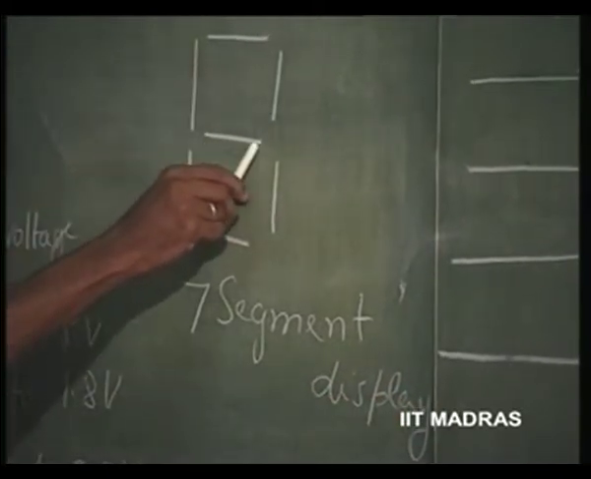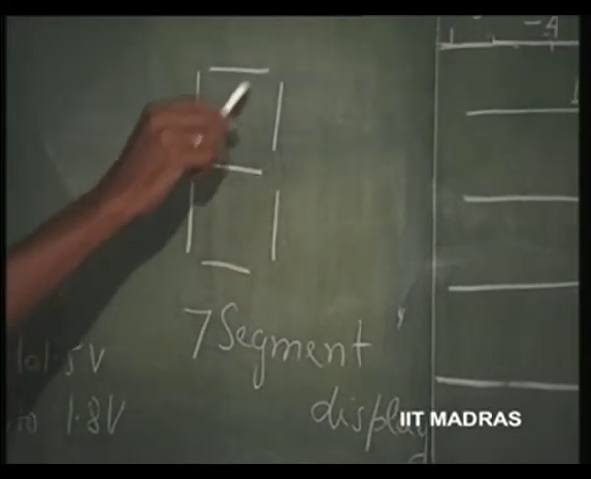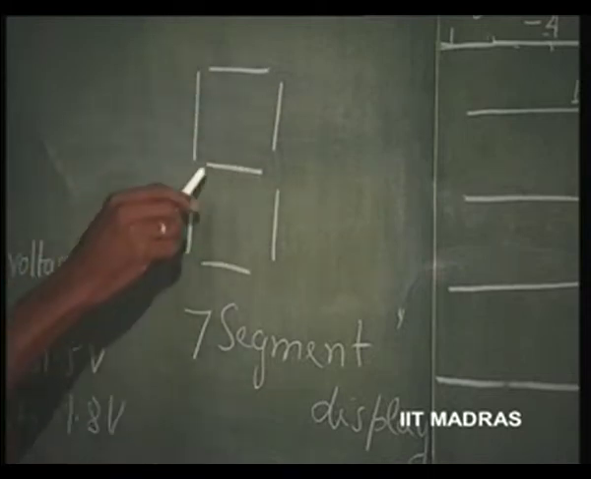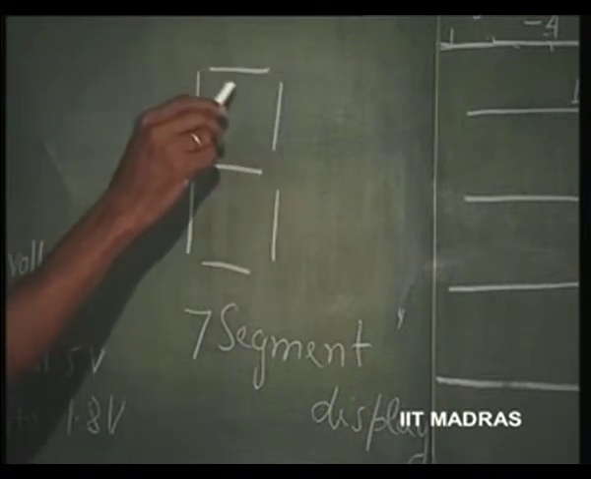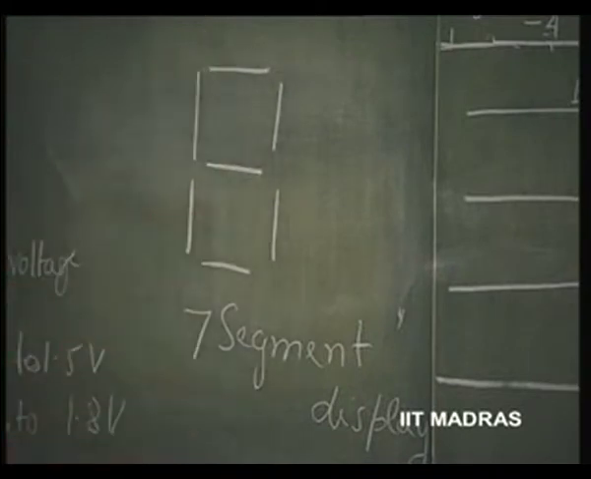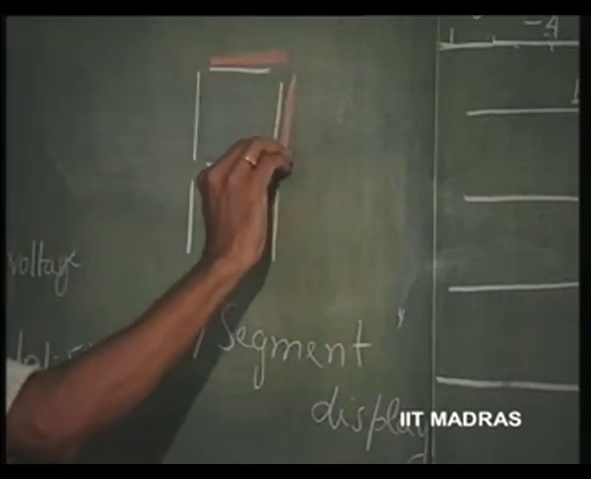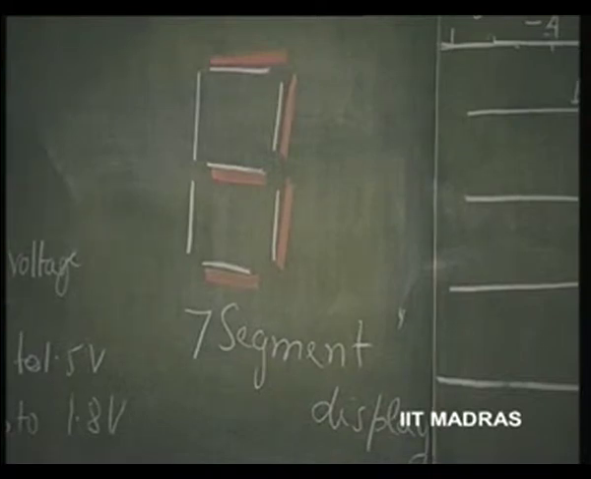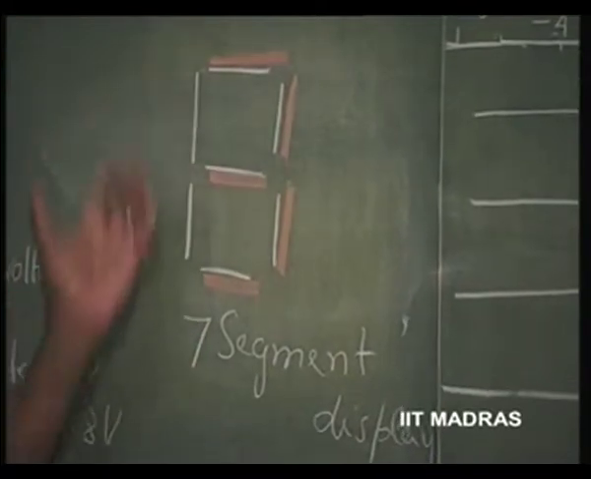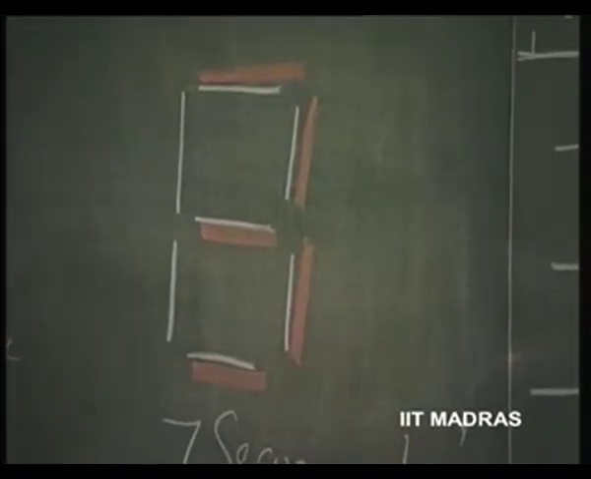Each segment can be an array of LEDs, so as to form this kind of segment. For example, typically I want number 3. So, this will glow, this will glow, this will glow, this will glow, and this will glow. Right. So, by a control circuit you can get all numerical numerals using this kind of 7 segment display.